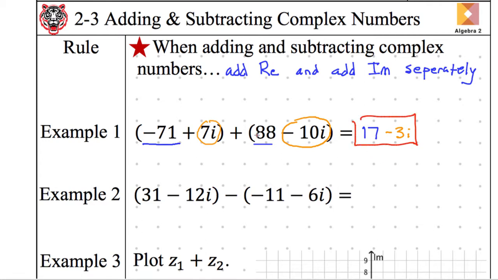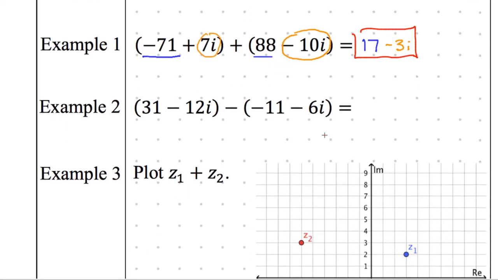Just make sure you're adding the reals with the reals, imaginaries with the imaginaries. Keep them separate, just like our polynomial addition and subtraction from the warm-up. All right, example 2.